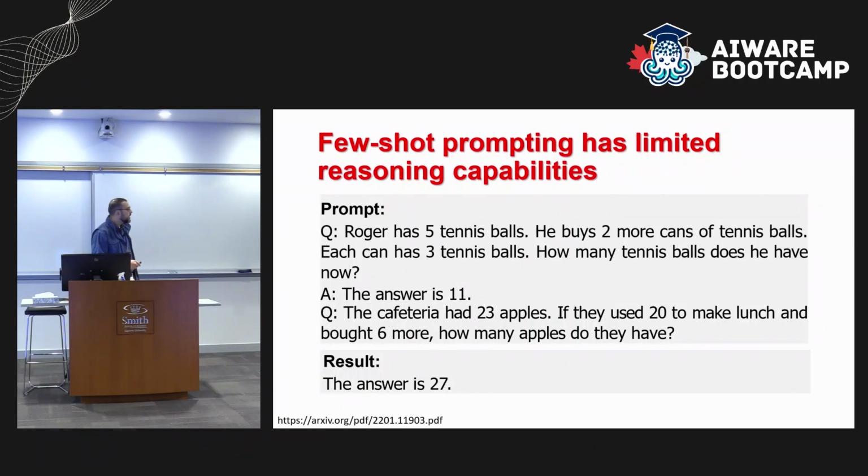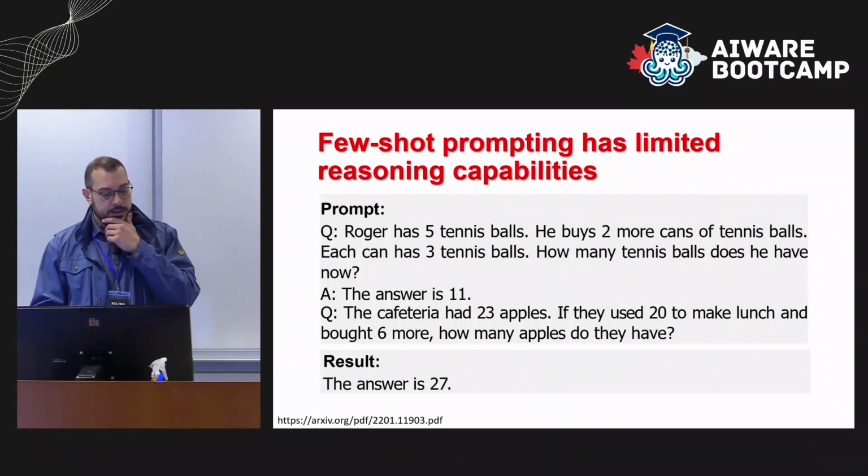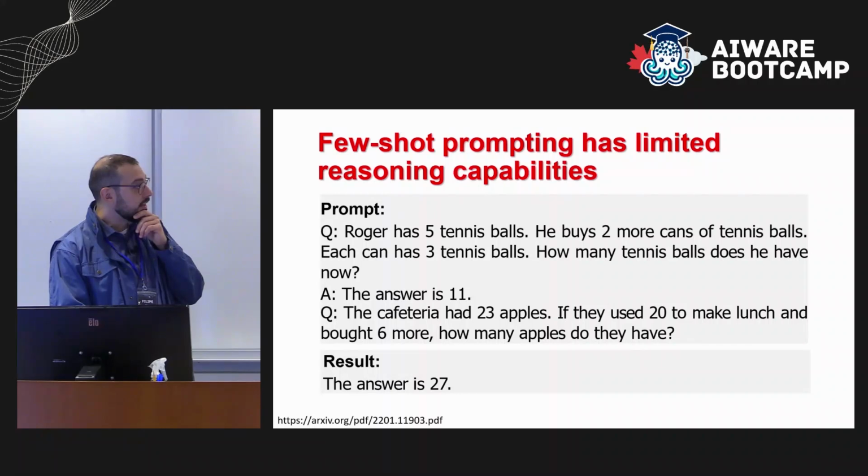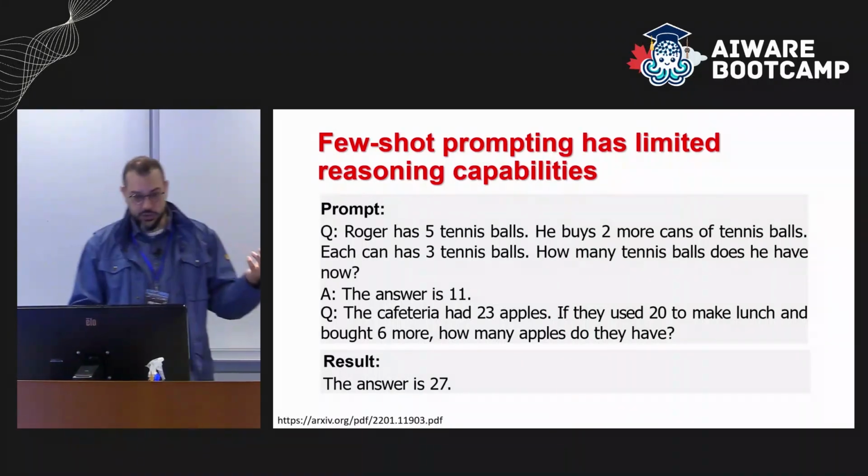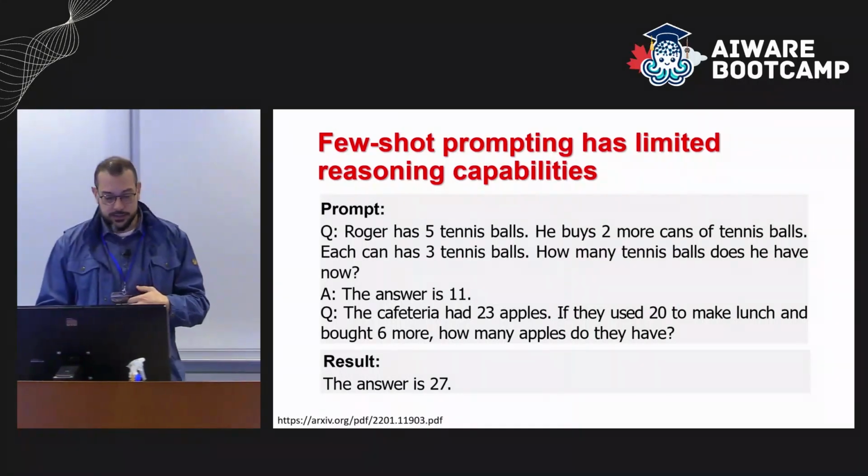So we're seeing here a few shot example, okay? Just to illustrate what I'm trying to say. The question is, Roger has 5 tennis balls, and he buys 2 more cans of tennis balls. Each can has 3 tennis balls. How many tennis balls does he have now? So it's a question answering type of problem, okay? And then in the few shot example, we're saying the answer is 11, okay? And it's correct. And now comes the question, okay?